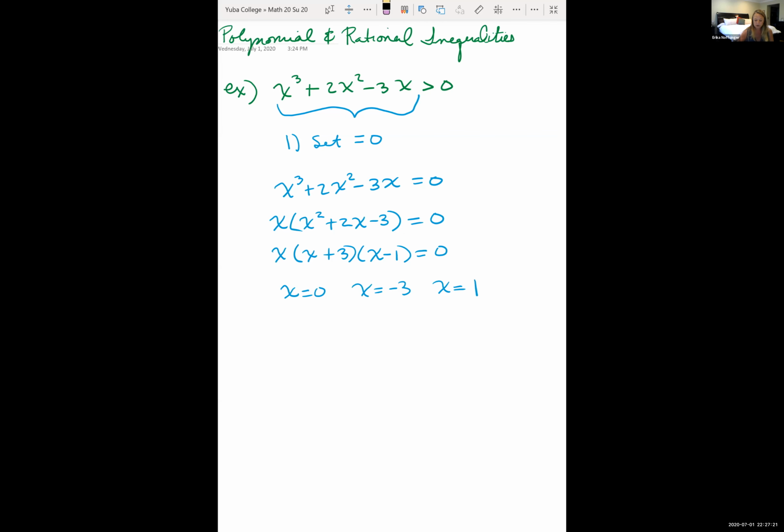So the values that set your inequality equal to 0, once you've gotten everything to one side, are called your critical numbers or critical values. It depends on your book, and I kind of use that terminology interchangeably. So these are your critical numbers.